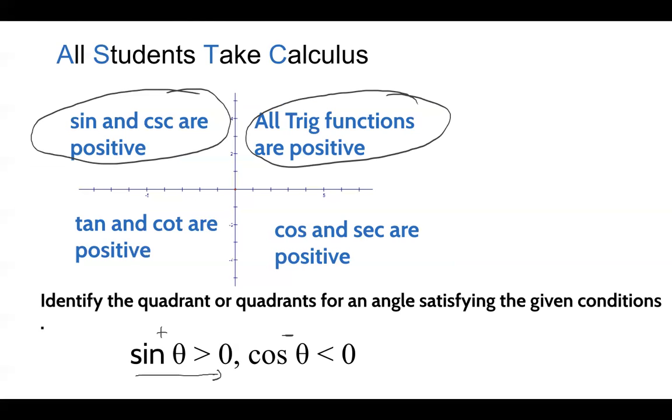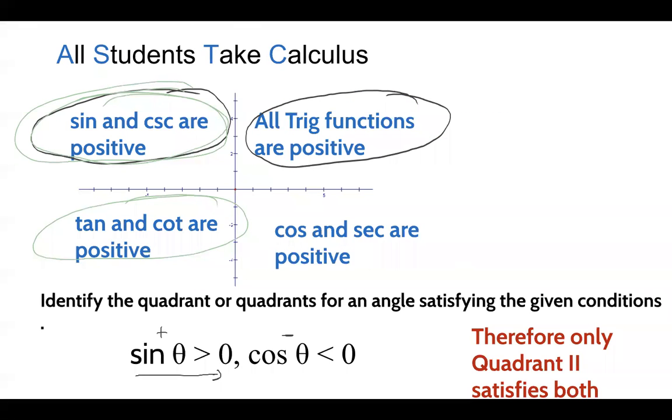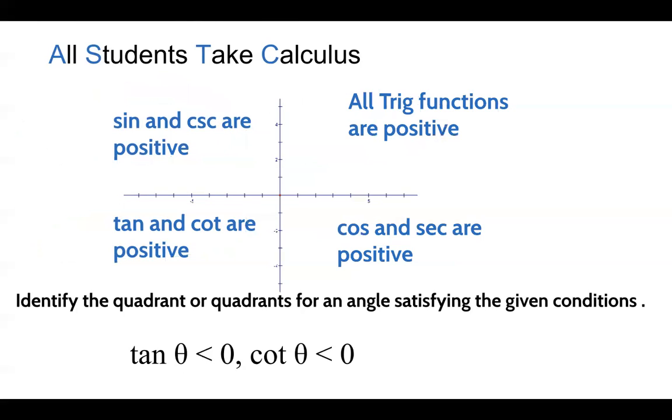Now, when is cosine negative? Well, cosine is negative here and cosine is negative here. So which one did we circle twice? Well, the one we circled twice is this one. Whenever you circle one twice, that means that it is true. So that one satisfies both. So let me clear this off and go back to this.